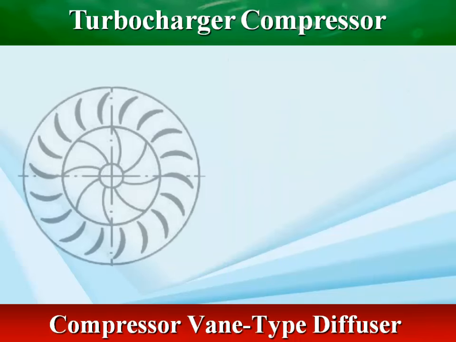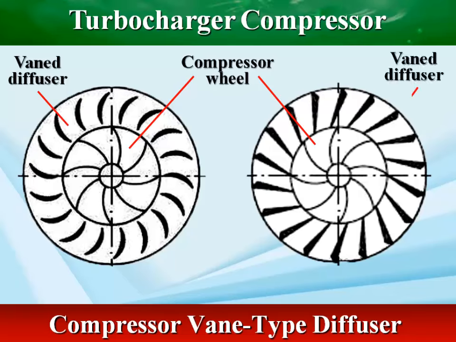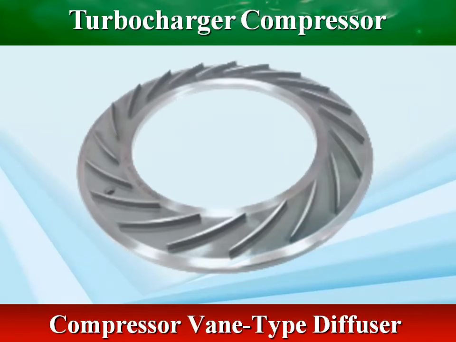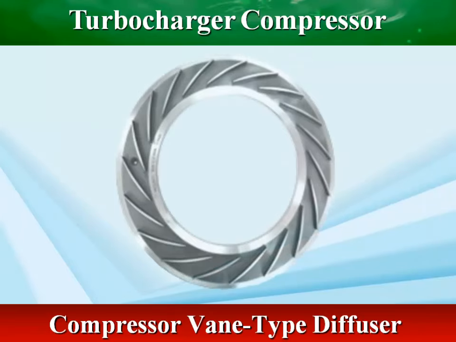The vane-type diffusers are extremely efficient but have limited flow ranges and are therefore seldom used in automotive applications. It is mounted in the compressor side of the turbocharger, between the compressor wheel and compressor housing.